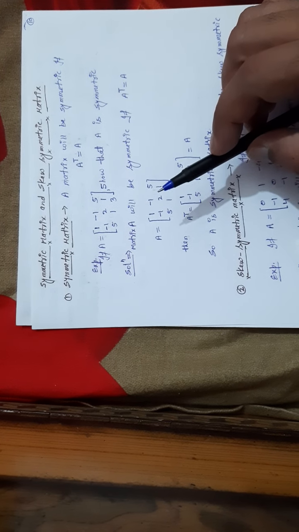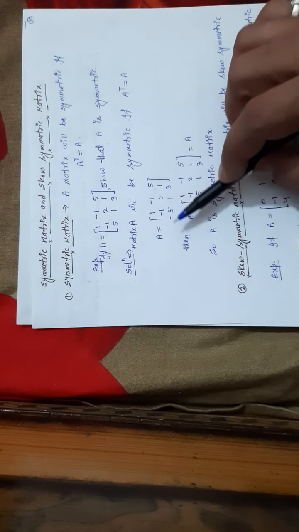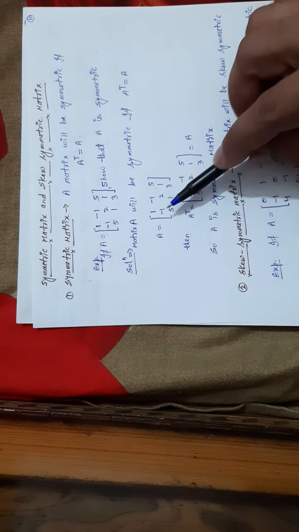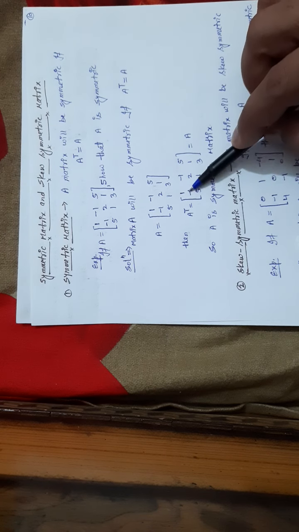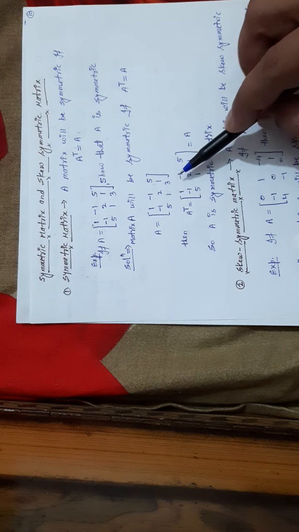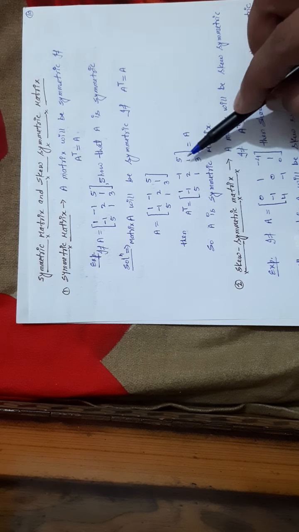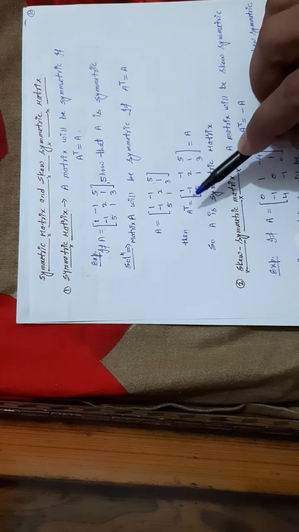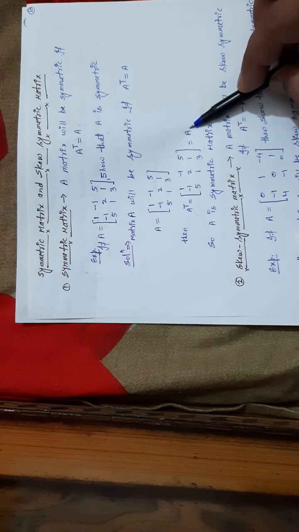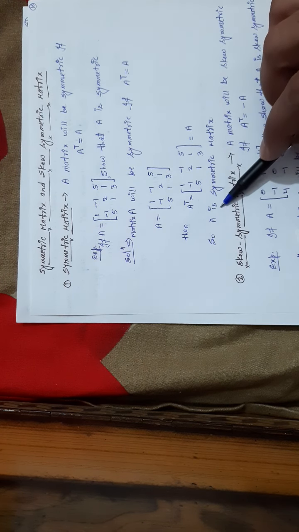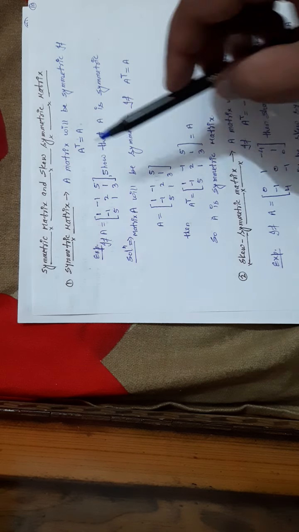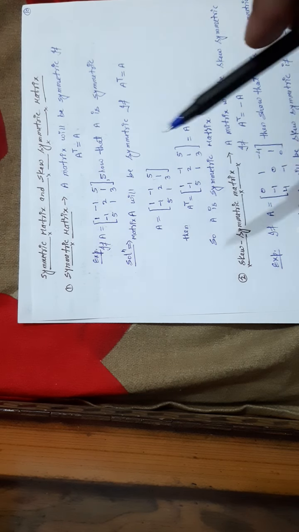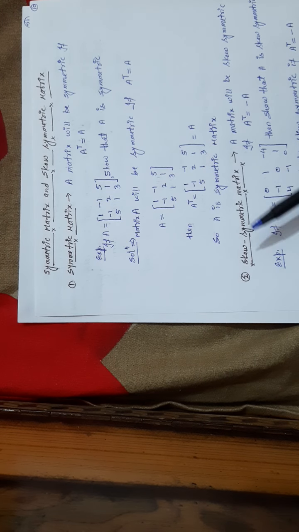So there is a matrix given, and the transpose of A will be 1, minus 1, 5; minus 1, 2, 1; 5, 1, 3. This is again A. So A T equals A or A dash equals A. So this matrix is a symmetric matrix. This is the condition which is fulfilled. A T equals A, then it will be a symmetric matrix, and this is a symmetric matrix.